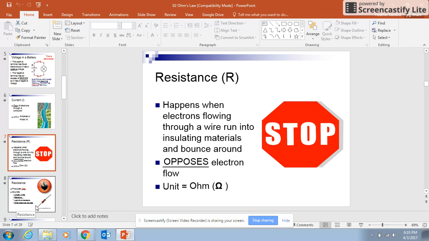All right, the last and final variable in Ohm's law is resistance. Resistance is symbolized by the letter R. Resistance happens when electrons flowing through a wire run into insulating materials and bounce around. If you're resistant to anything, that just means you're kind of hesitant. You kind of stop, you may stop to think about it. So that's what resistance is in a circuit: it's opposing that electron flow. There's something slowing it down or stopping it. So that's why I put a big stop sign to help you remember. With resistance, the unit is ohms. So this is where Mr. Ohm comes in, and it's this little horseshoe looking guy.